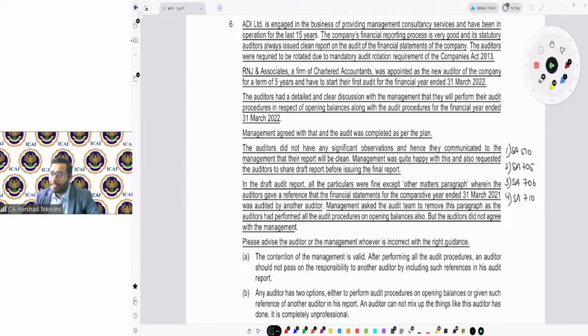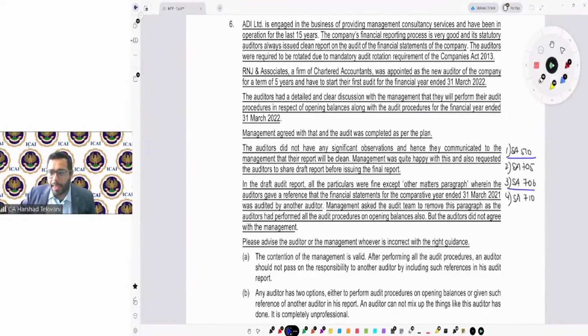What do you think? From where is this requirement coming? Good, Sumit. Good, Namrata. Good, Janvi. As you mostly pointed out, this requirement is coming from SA 510 and SA 706. But factually that is incorrect.